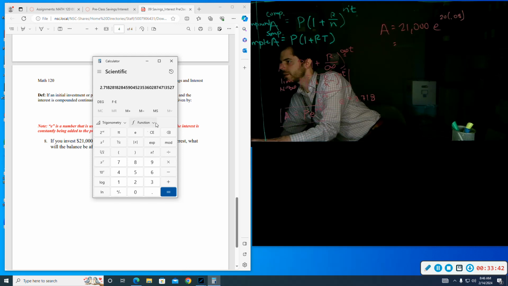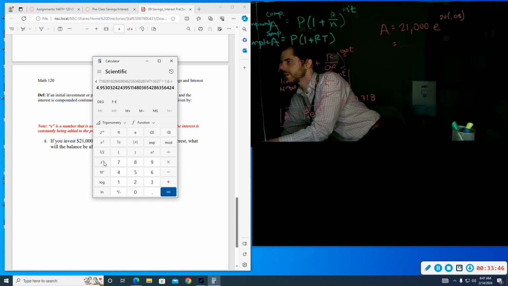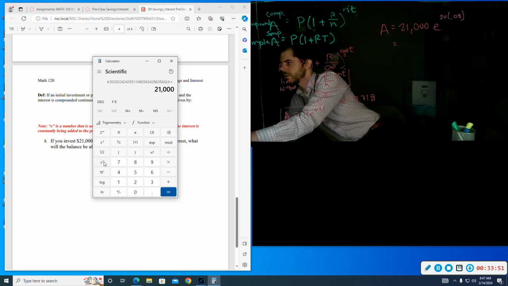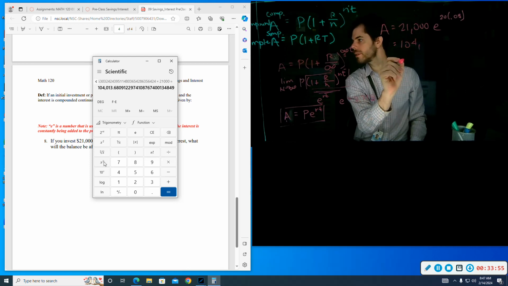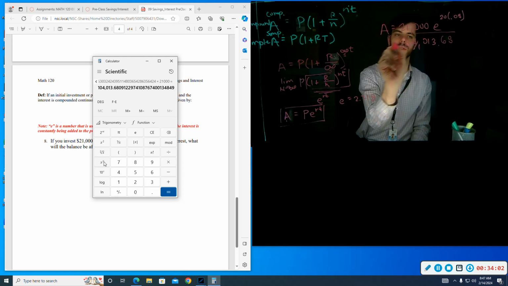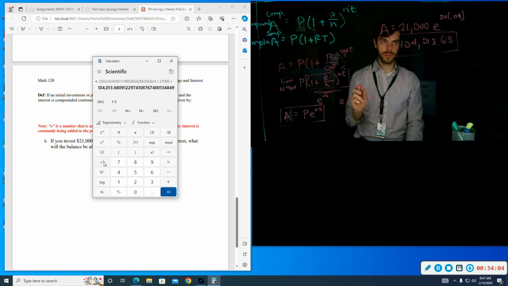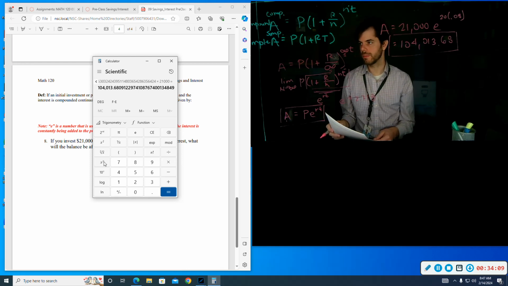So we're going to do e raised to the 1.6 power. Okay, so our final investment increases 4.95 fold. And that gives us $104,013.68. That's the max amount of money you could earn over 20 years with an 8% interest rate if it was compounded continuously. Remember, continuous means every single fraction of a second you are earning interest.